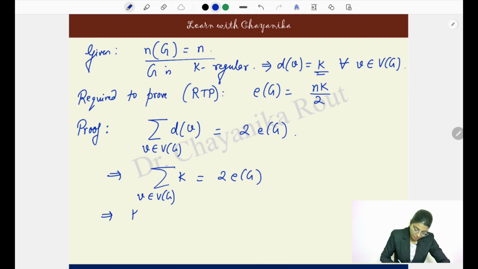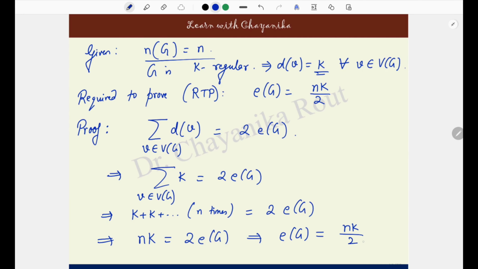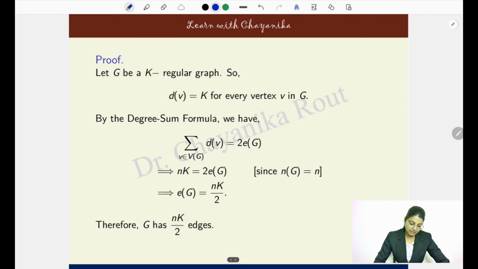That means we have k plus k plus k, n times. The degree of every vertex is k and there are n vertices in total. So the sum of the degrees of all vertices is k plus k plus k up to n times. That is twice the number of edges. So this is nothing but n times k, that is twice the number of edges. So from here we get the size of the graph, that is, the number of edges is nk by 2. Proved. So let's see the proof in this slide. See, the degree of every vertex is k here. So by the degree sum formula, it's just an application of the degree sum formula.